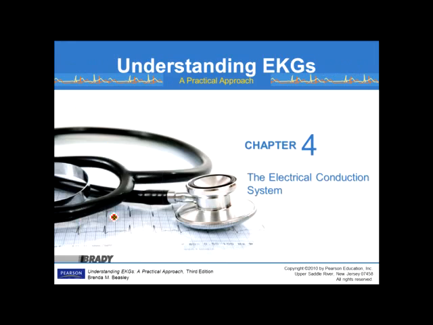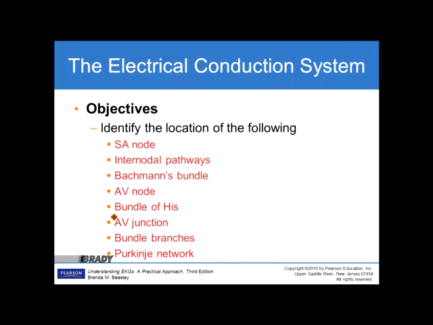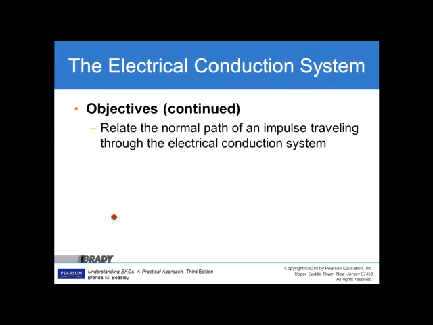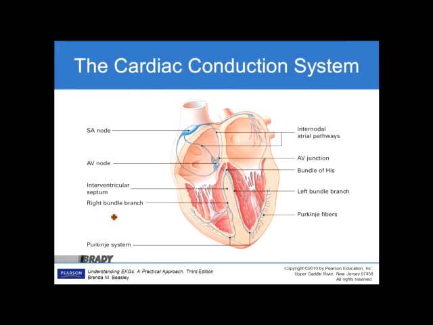Alright, this is going to be Chapter 4, Understanding EKGs and the Electrical Conduction System. Objectives of this chapter are going to be to identify the location of the following: SA node, sinoatrial node, internodal pathways, Bachmann's bundle, AV node, bundle of His, the AV junction, the bundle branches, the Purkinje network. Relate the normal pathway of an impulse traveling through the electrical conduction system. And we're going to start this off by talking about the conduction system.